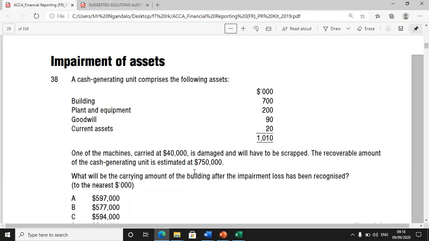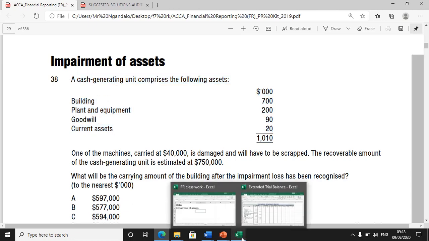So I'm using the BPP questions. Let me go to question 38. It's a good idea to always start with the requirements. It says, what will be the carrying amount of the building after the impairment exercise has been conducted? So we have got the cash generating unit there, as I said earlier on.